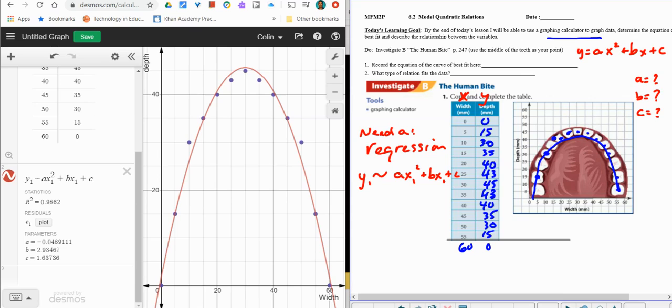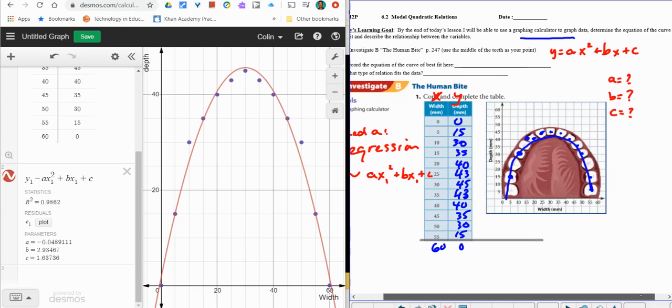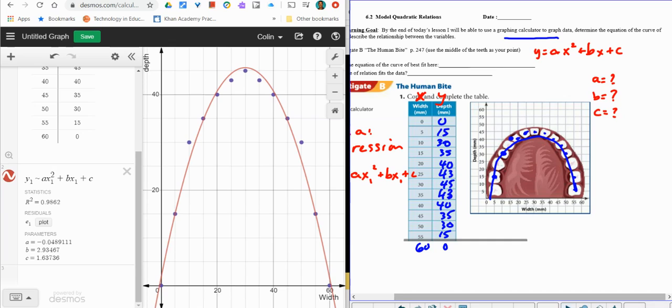What we can do at this point is look at what it's done: it's interpreted your data and made a line, a curve of best fit, and it's given you the A. Look over here on the left, it's giving you the A, B, and C. So we found the information we needed. We needed to know that A was -0.05.